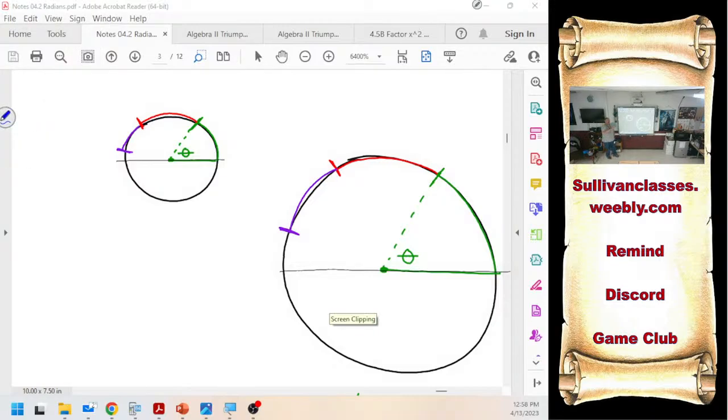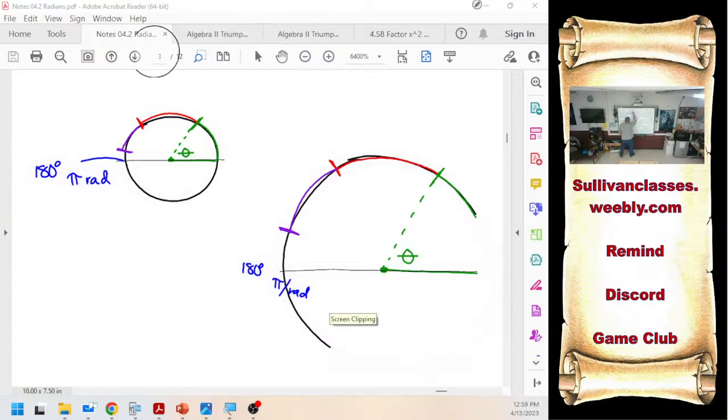That's how I go back and forth between degrees and radians. This right here is 180 degrees, but it's also pi radians. It doesn't matter how big the circle is. So that's why you get 2 pi, and that's why a circle is 2 pi times radius. Radius is radians. You're going to start seeing a lot of those connections in this chapter.